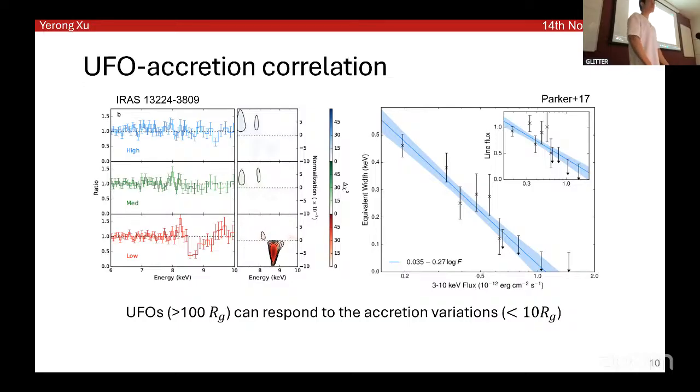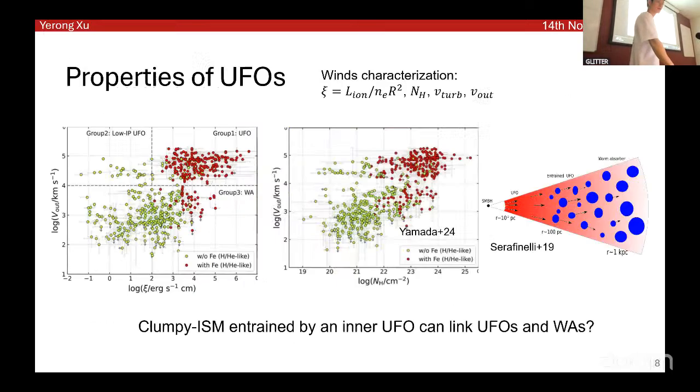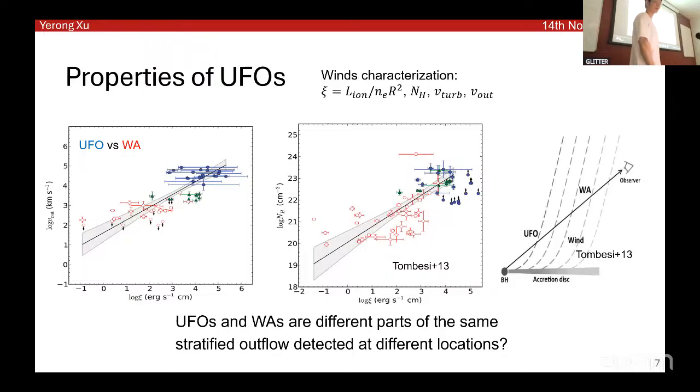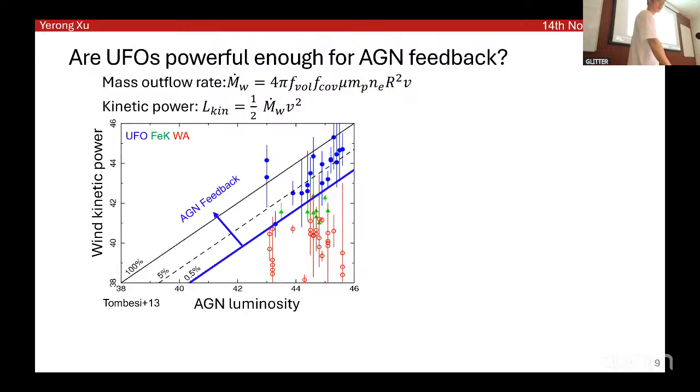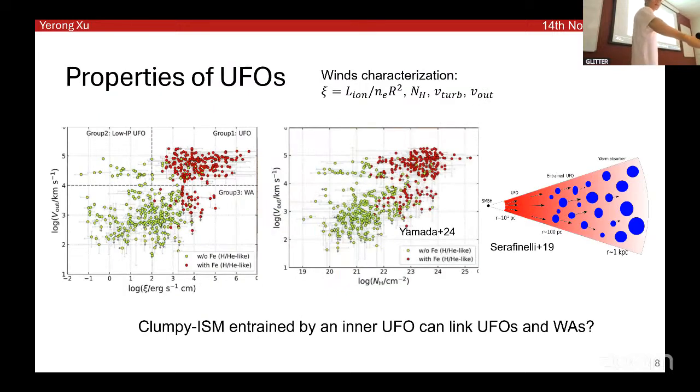More questions? Well, I have one question. You said that the UFOs and warm absorbers are probably in the same system, but at different scales. When you have a UFO that has variability, so it disappears and you cannot detect it, can you detect the WA region? So they can move from one to another?